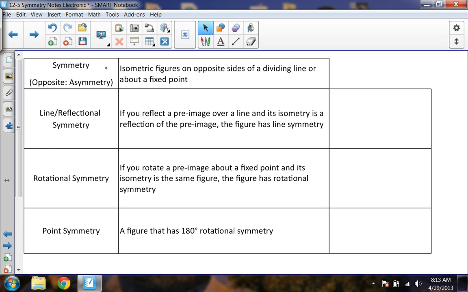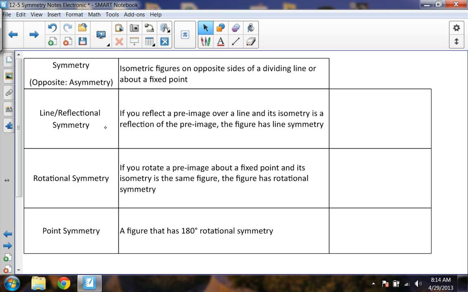So symmetry, by definition, at least geometrically speaking, is isometric figures on opposite sides of a dividing line or about a fixed point. Basically, if I take a pre-image and reflect it across a line, I've made some sort of symmetrical figure, or if I've rotated it about a fixed point, the image and pre-image also make a symmetrical figure. So they're two different kinds, and I'll do two examples.